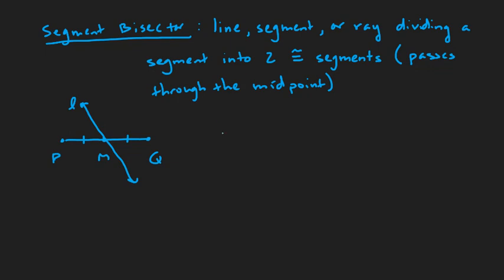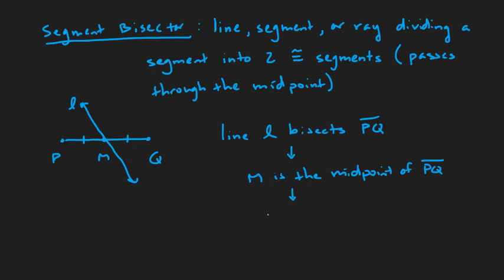So again, when line L bisects segment PQ, what that means is M is the midpoint of segment PQ, and what that means is PM is congruent to MQ. And there we have it. So that is what a segment bisector does to a segment.